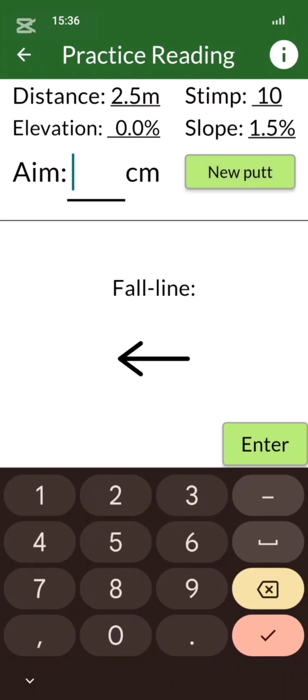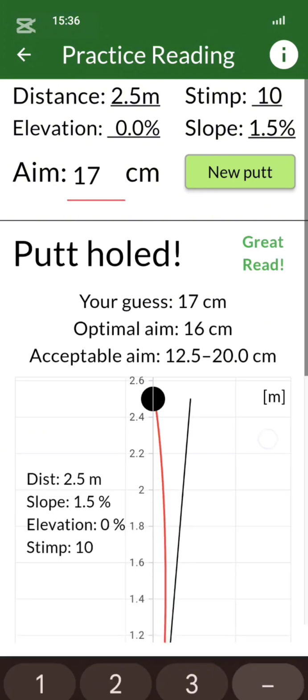Let's see if we can get some trickier putts. Here we got slope of 1.5%. So we'll first solve it as 1% and then add 50%. So the start is 2, step is 3. So 3 multiplied by 3 steps plus 2, that gives us 11 centimeters. Then 11 is about 12. 12 divided by 2 is 6. So 11 plus 6 gives us 17 centimeters.